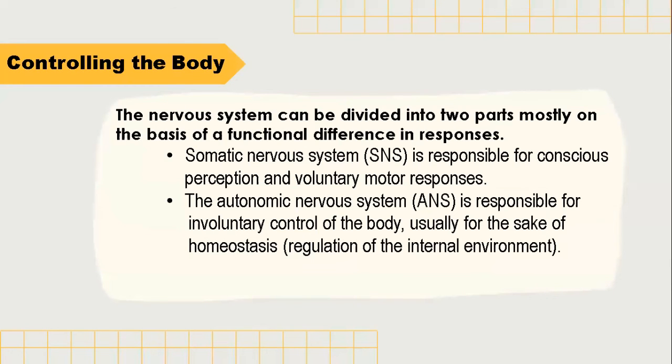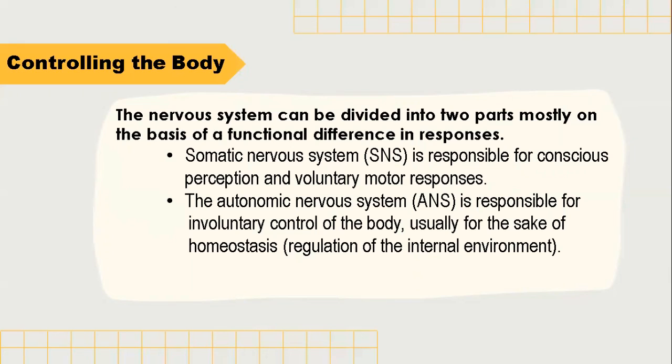Next, our nervous system is also the one who controls our body. Our nervous system can be divided into two parts, mostly on the basis of functional difference based on its responses. First, the somatic nervous system. It is responsible for conscious perception and voluntary motor response. Voluntary responses mean the contraction of our skeletal muscle.